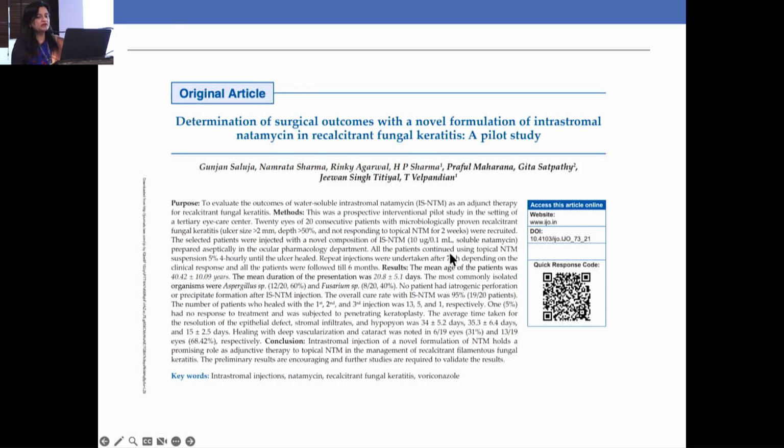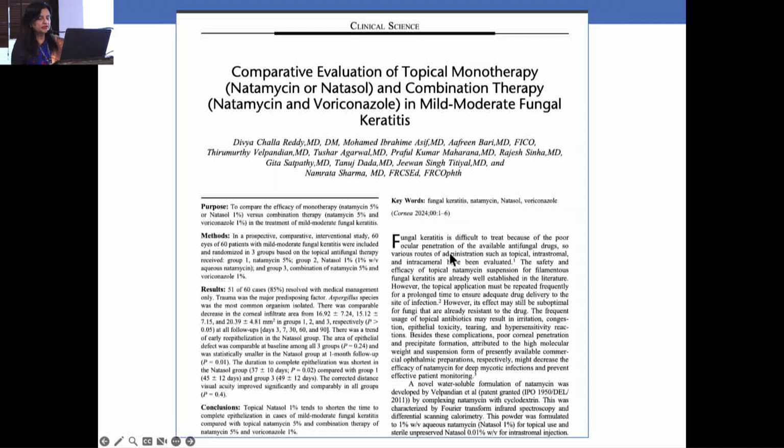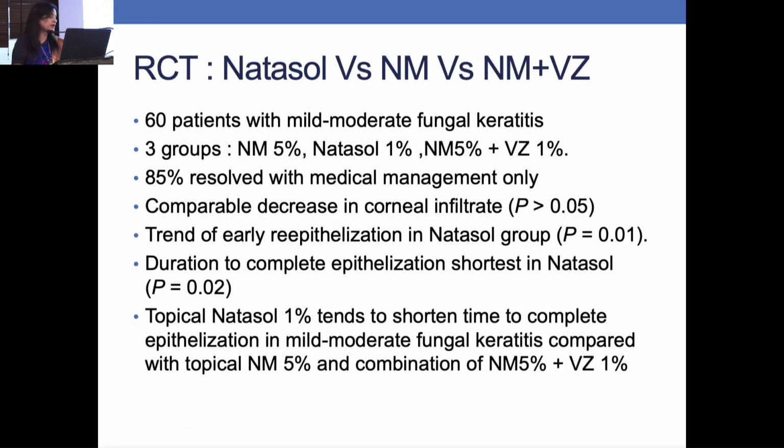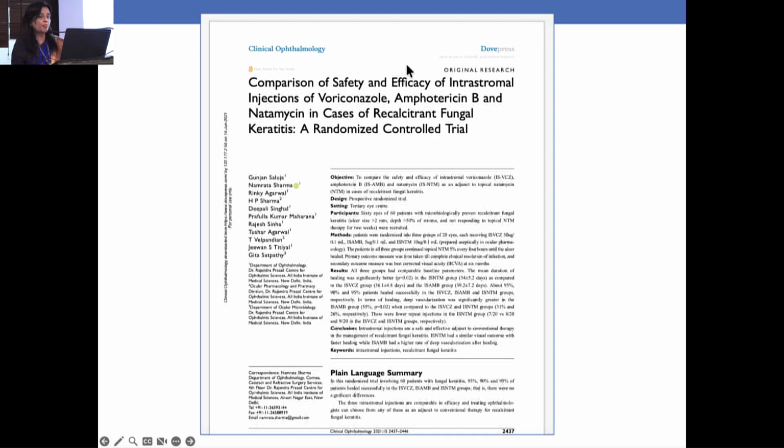So again, these are publications of the same, and then we compared topical monotherapy of natamycin 5% with Netasol 1%, as well as the natamycin and voriconazole therapy, and we found that the results are best with Netasol, followed by natamycin and voriconazole, and then natamycin. Of course, this has to be commercially available.